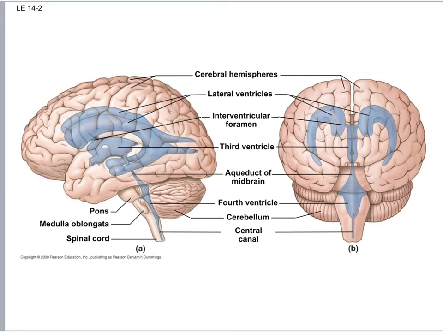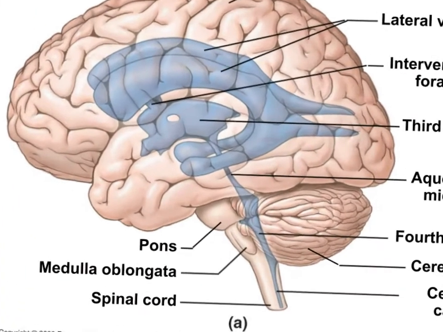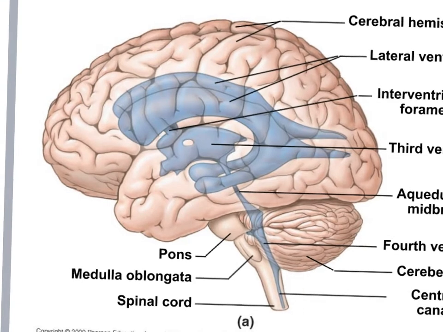Now I just want to review quickly we have these ventricles. The ventricles are these open cavities inside the brain. We have the lateral ventricles that are in the right and the left cerebral hemispheres. We have the third ventricle, which surrounds the thalamus or the diencephalon. And then we have the fourth ventricle that's in between the pons and the cerebellum, right?